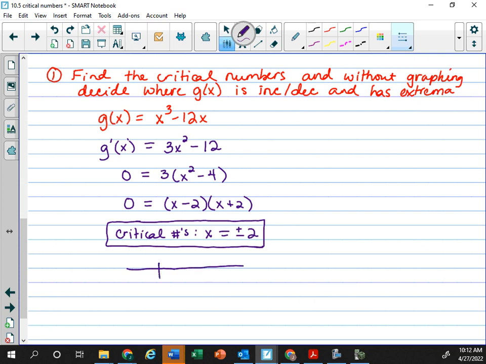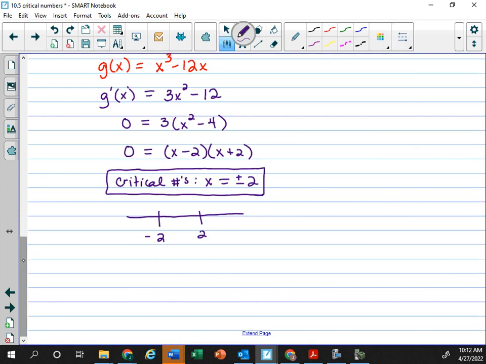The values I put on my number line are those critical numbers, so -2 and 2. Like before when we did number lines, just make sure you put them in order. This is just like number lines earlier in the year. What's really easy to test in a number line? 0. Which section of the number line would 0 be in? The middle. I am plugging 0 into this G prime, right here, because that's the easiest place to plug it in.